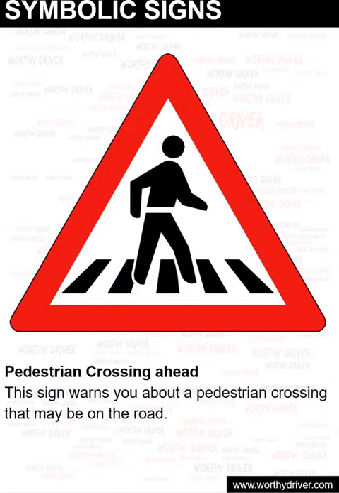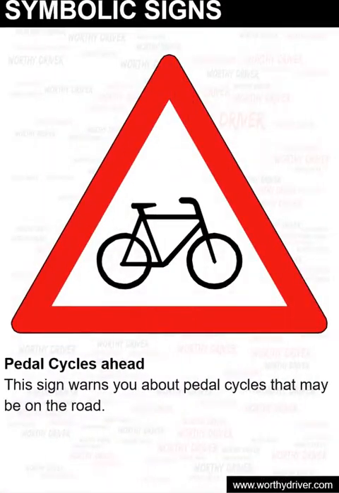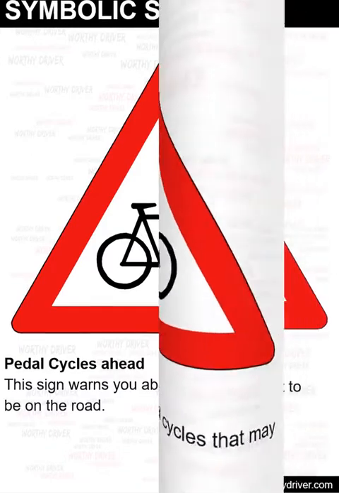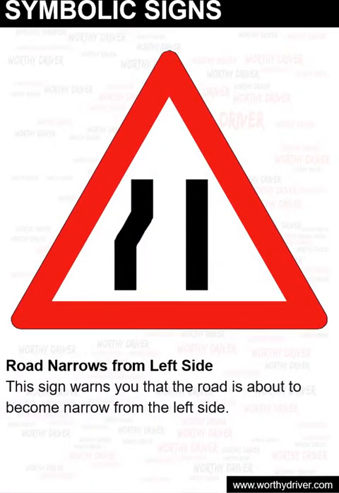Pedestrian crossing ahead. This sign warns you about a pedestrian crossing that may be on the road. Pedal cycles ahead. This sign warns you about pedal cycles that may be on the road. Road narrows from left side. This sign warns you that the road is about to become narrow from the left side.